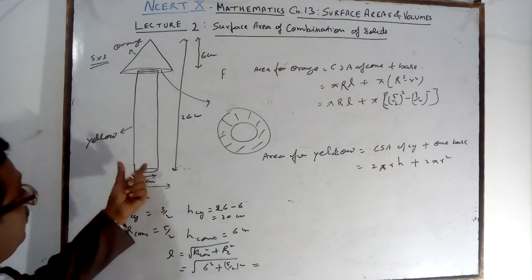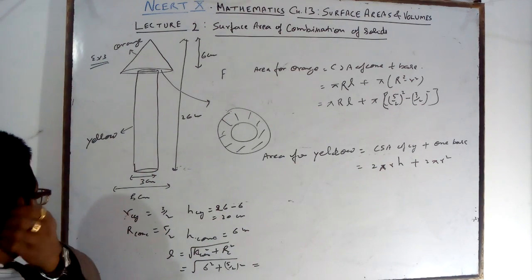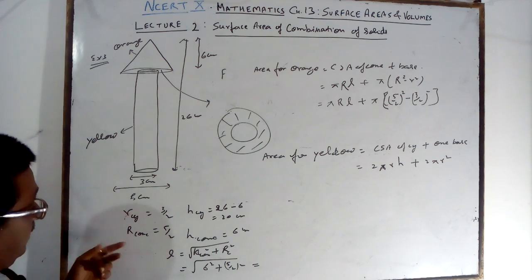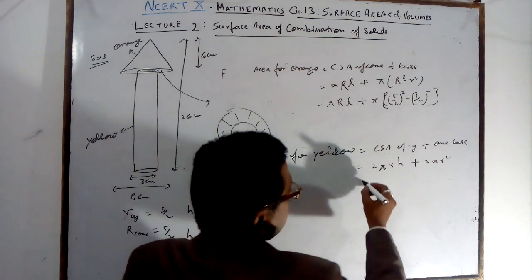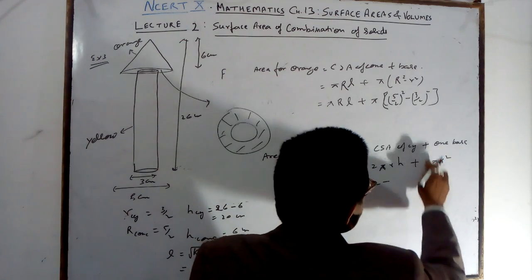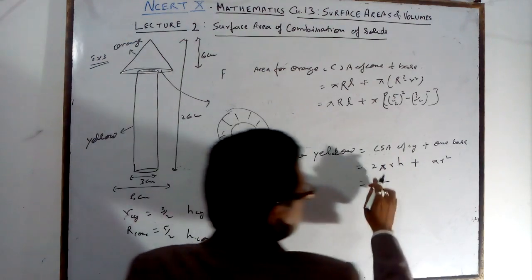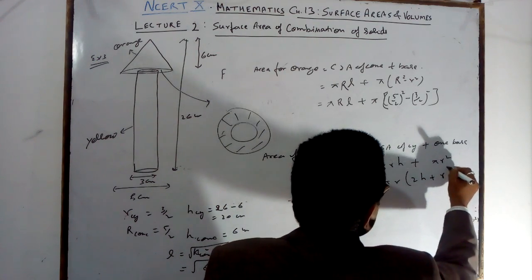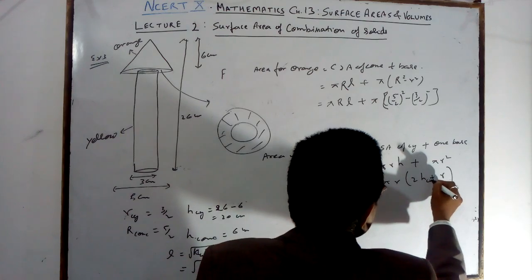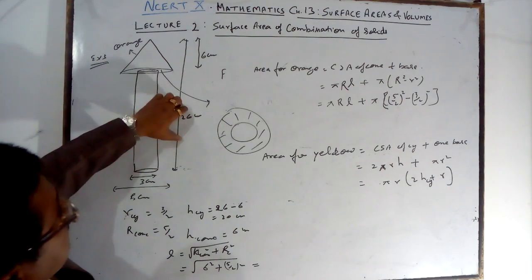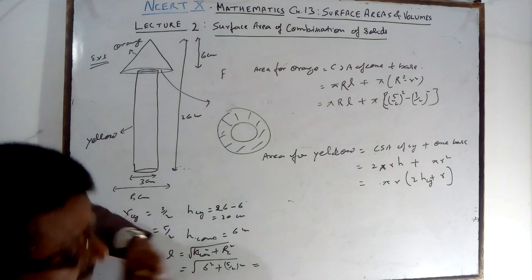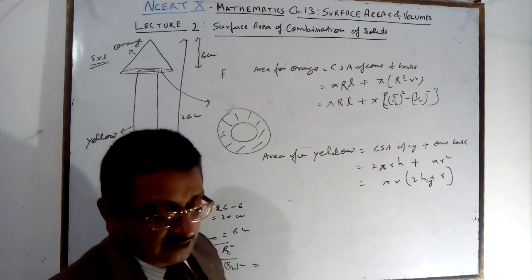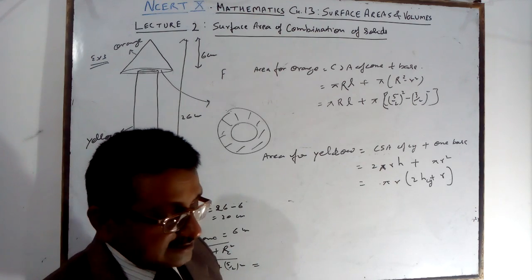Small r is for the cone and cylinder, and capital R is for the cone. So pi r, the 2 will not be there. Why not? Because you want only one base. So pi r common, 2h plus r. This h is for the cylinder. Which cylinder? 26 is the total height, so 26 minus 6. Easily you can do this. So it is a very simple question, and by this you solve the given exercise.